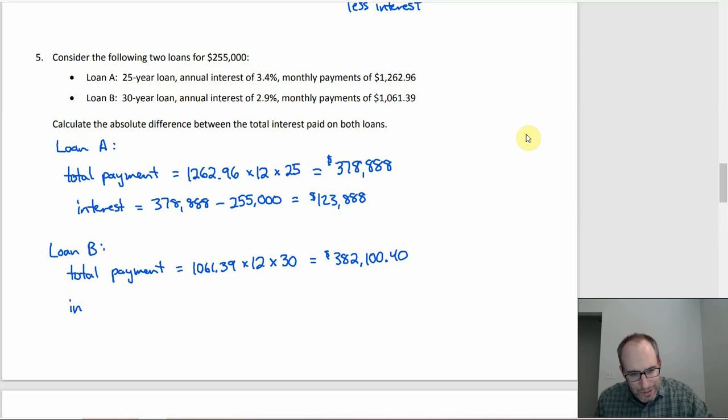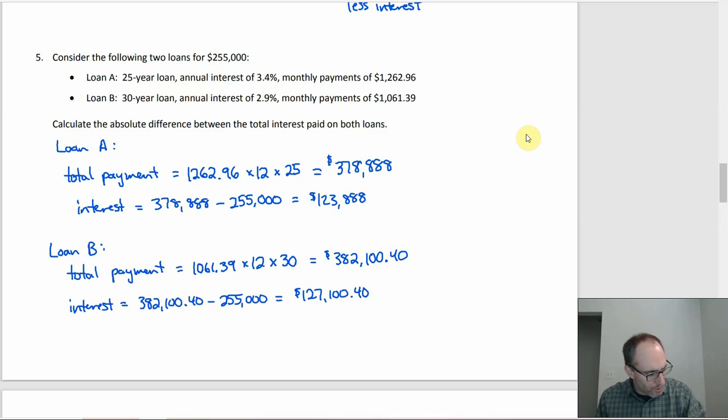So then the interest, that'll be the $382,140 minus $255,000. And then what you get is $127,140. So then the absolute difference, it's the absolute value of the difference, which I guess you could look at as just you subtract one interest from another, but you just do it in a way that you get a positive number. So you subtract the little one from the big one, right? That'll give you the absolute value if you just do that instead.